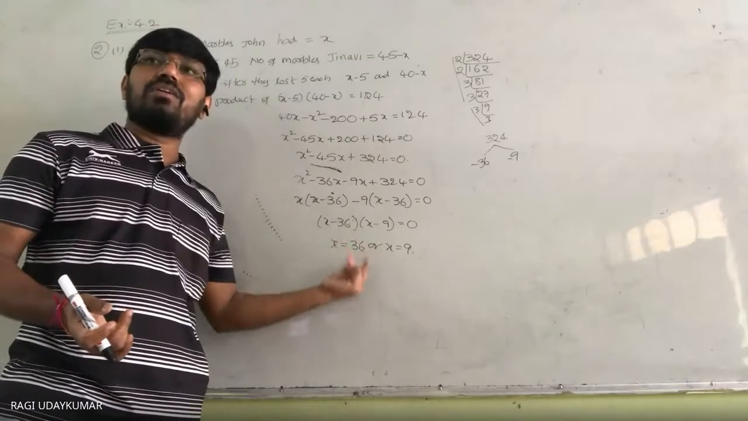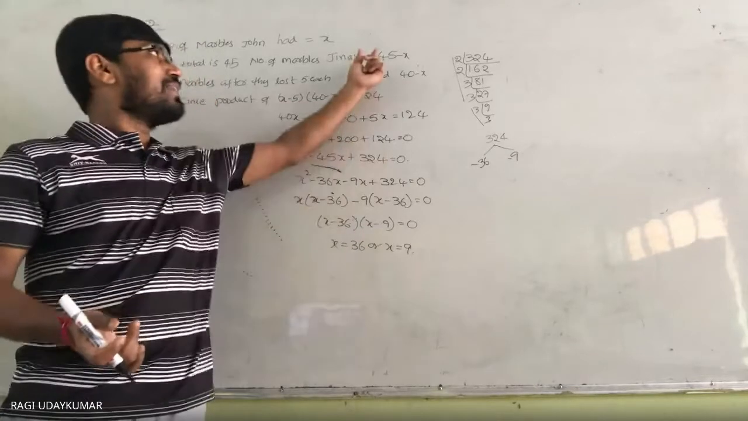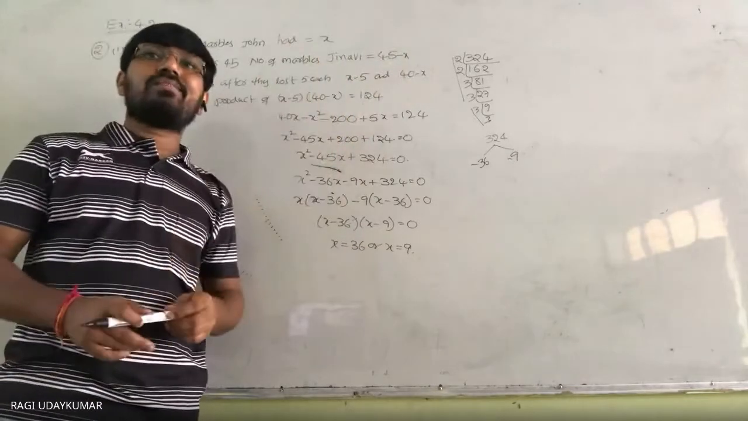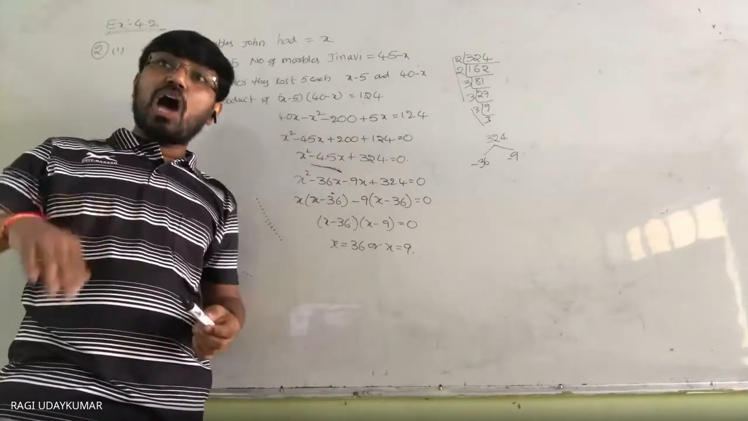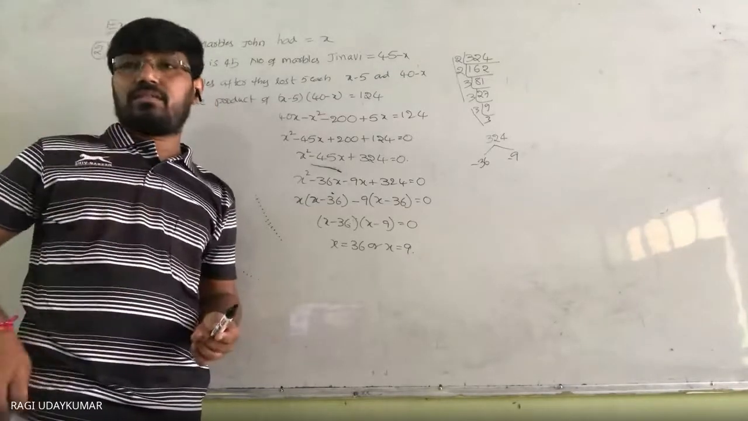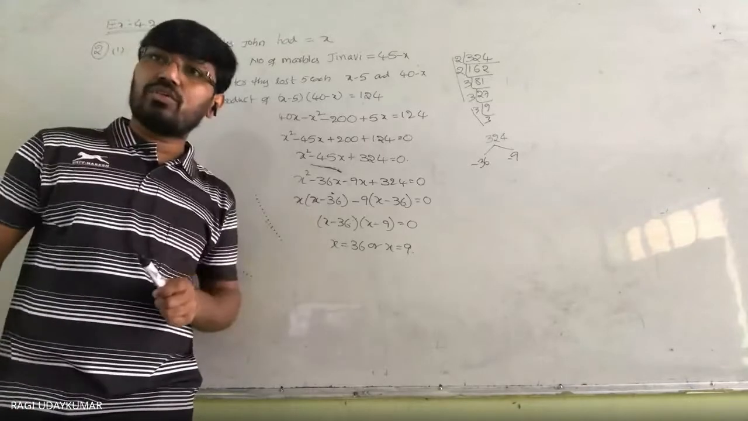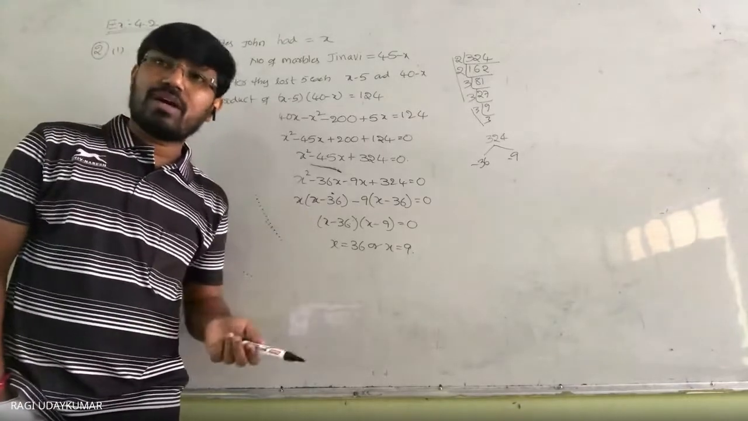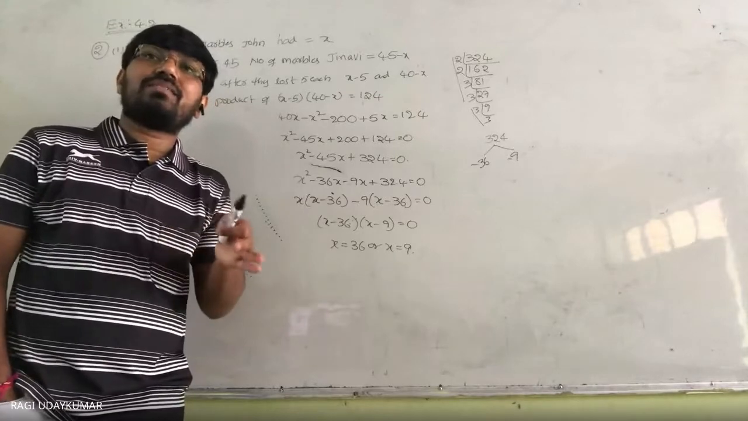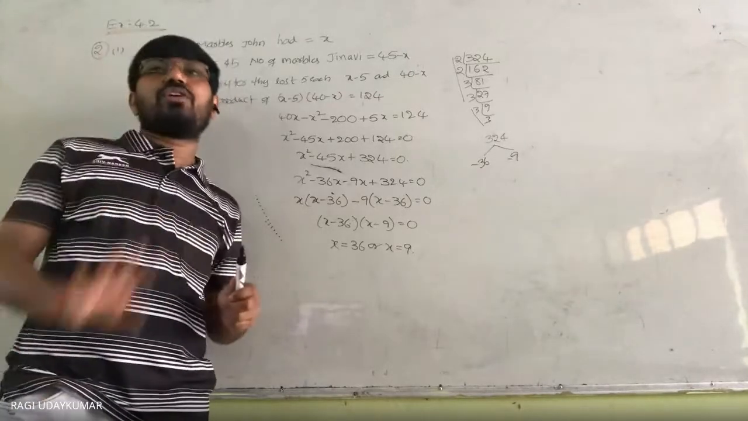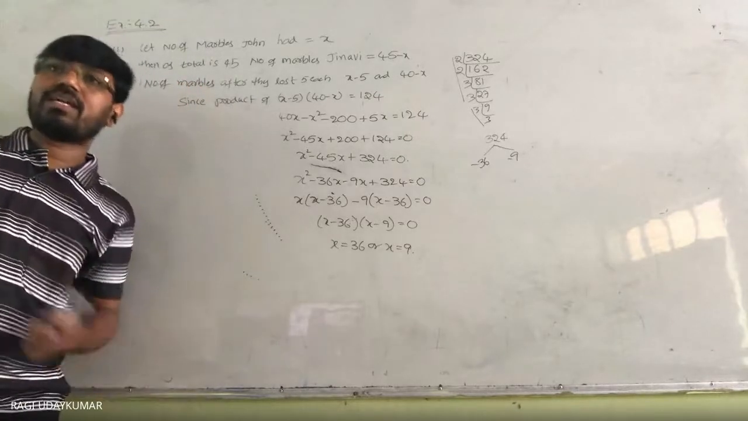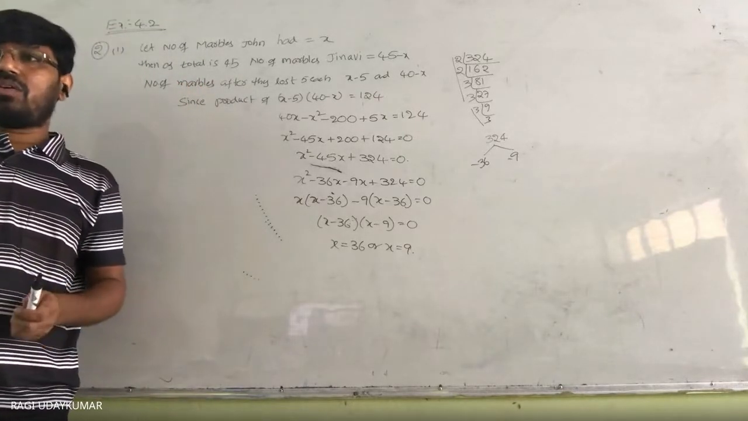How do you get it? If you take x equal to 36, the other number, 45 minus 36, is obviously 9. But in all situations you may not get it like this. Sometimes you will get a negative answer. When you get a negative answer, you are not supposed to consider it, because the number of marbles cannot be negative. So in that situation, you are going to get only one answer. Here also you are getting only one answer. Okay.